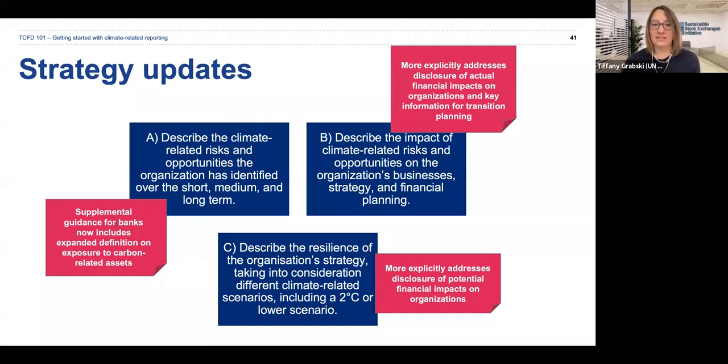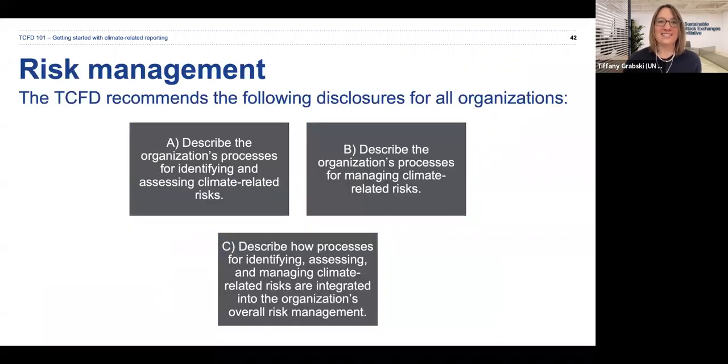I also see someone asking, what are the key updates in 2023? It has not been updated since. So we had the guidance come out in 2017, we had updates in 2021, and then we just get more guidance documents coming out every year, I guess. And what we're waiting on now is the ISSB, the International Sustainability Standards Board, which will be our next kind of guidance on climate-related disclosure, building off of the TCFD.